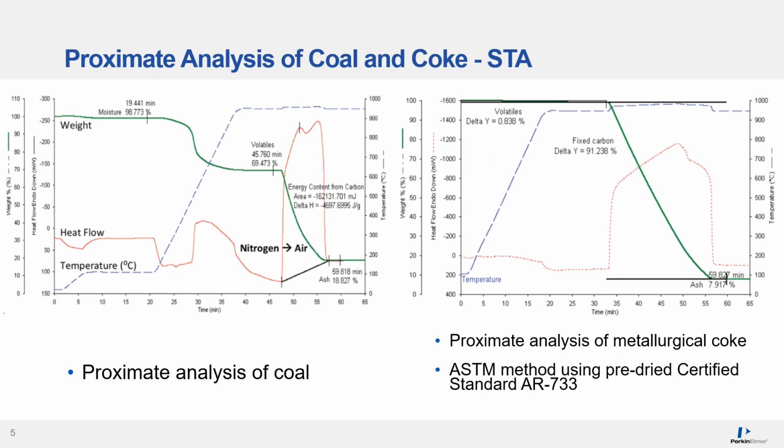aforementioned transitions and reactions. The graph on the right-hand side is the proximate analysis of metallurgical coke. An ASTM method is used to measure the percent weight of volatiles, fixed carbon, and ash in inorganic components. So here you can see two examples of how this is used for coal and coke.